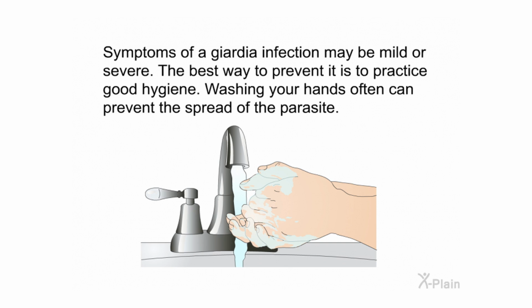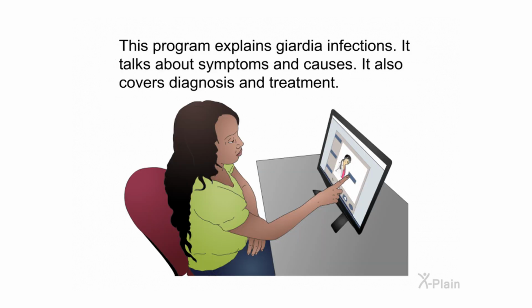Symptoms of a Giardia infection may be mild or severe. The best way to prevent it is to practice good hygiene. Washing your hands often can prevent the spread of the parasite. This program explains Giardia infections. It talks about symptoms and causes. It also covers diagnosis and treatment.